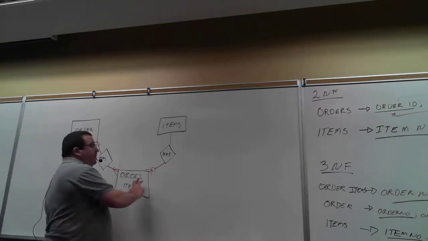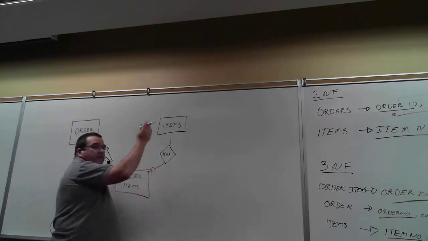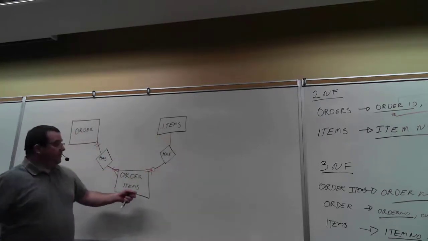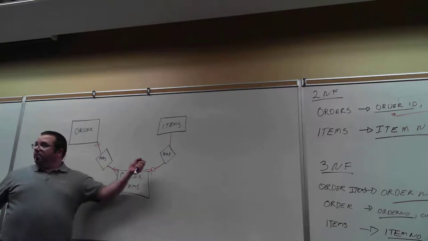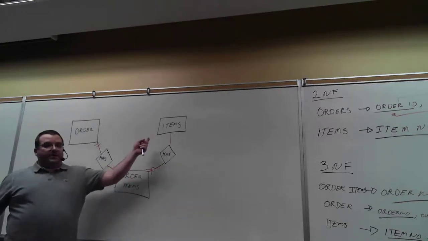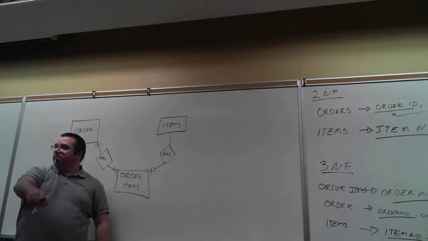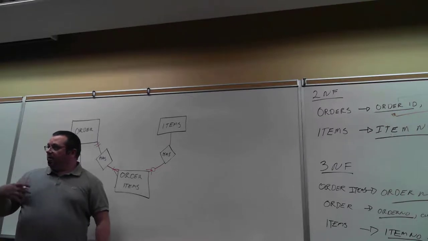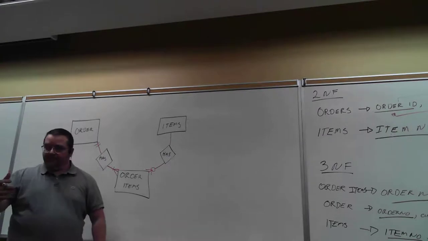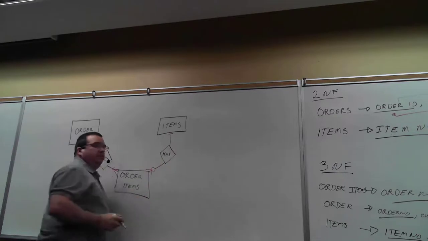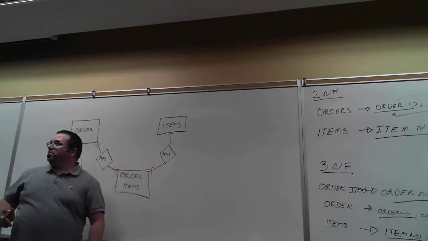Now, an order item can have, what's the relationship order items to items? Any given order item, well, Lenovo just sold me my ThinkPad, right? So my order line has one ThinkPad. Right, even when you look at the store, and is it optional? Can you have an order line without an item? No.